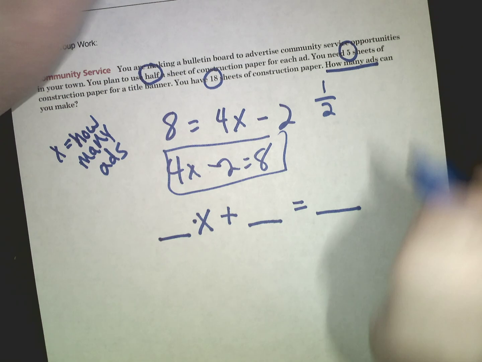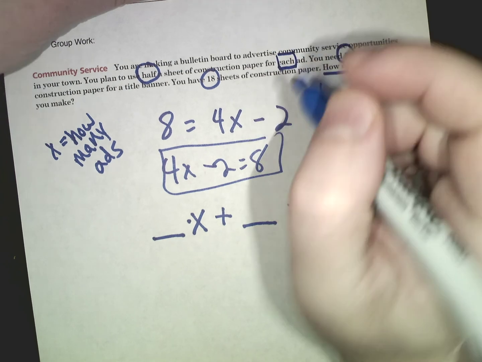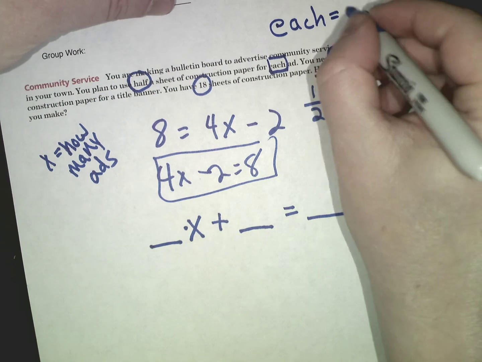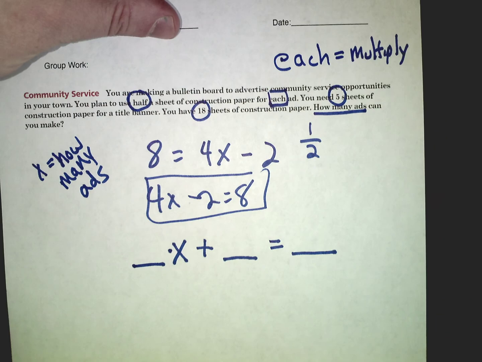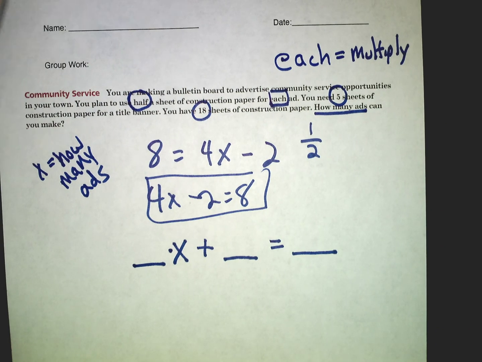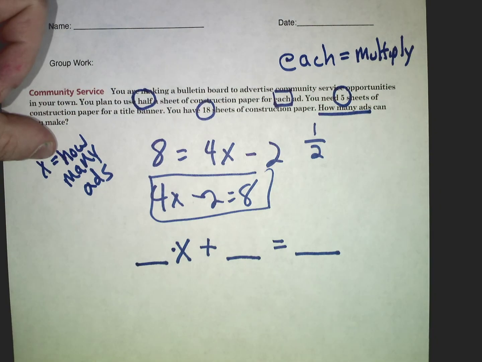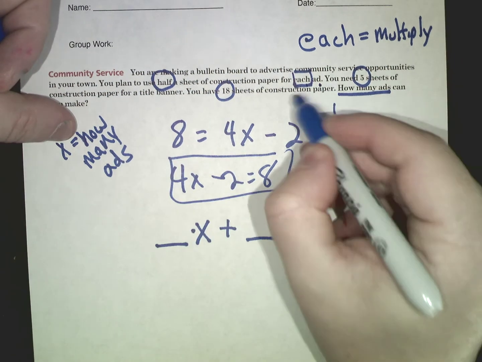Okay. Now, next part is box any math action words. Well, I'll see some here. Each. Each tells me something. Each is multiplication. Every time you said each, 2 pieces of paper for each ad you make, 4 pieces. Half a sheet for each ad. Each x, we already said, was ads. Each ad. Each ad. Multiply, ad.